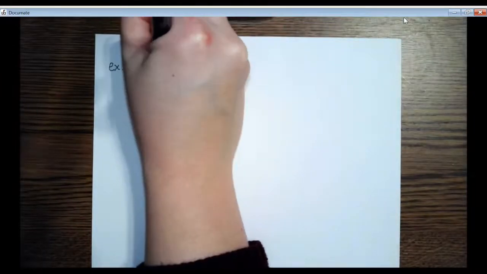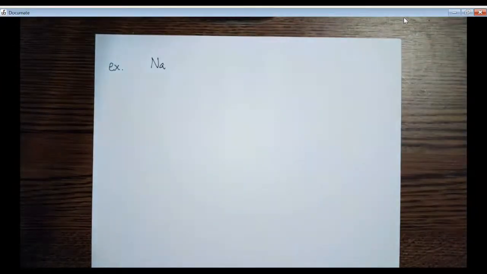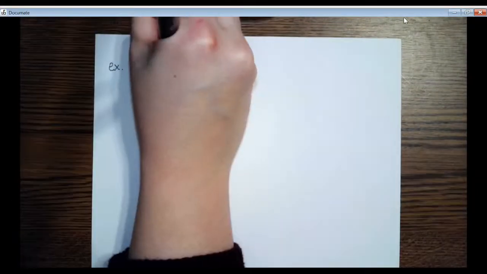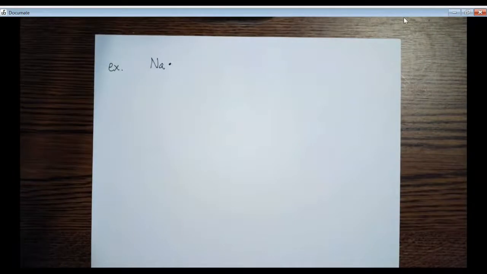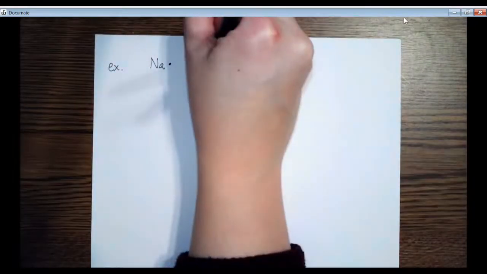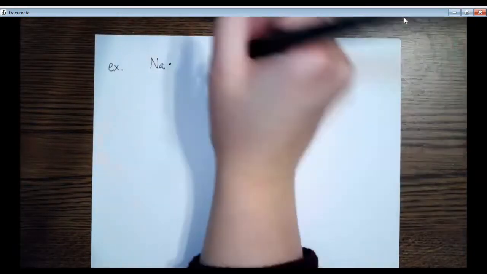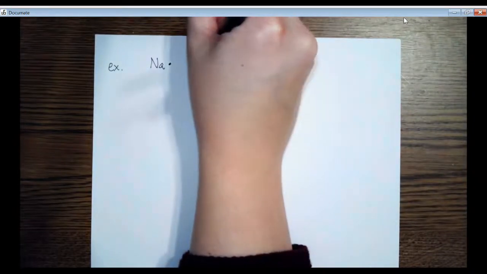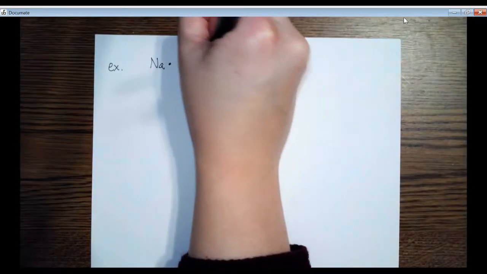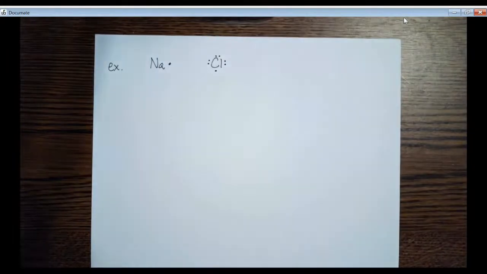Okay, so for our first example, we have sodium bonding with chlorine. So sodium has the symbol Na for natrium, which is its old Latin name, and it has 1 valence electron. It's in group 1. So we go ahead and do the 1 dot for that one. And then chlorine has the symbol Cl. It has 7 valence electrons. It's in group 17. If you need help with that, make sure to look back in your notes. So we've started by drawing the Lewis dot diagram of both of the elements.